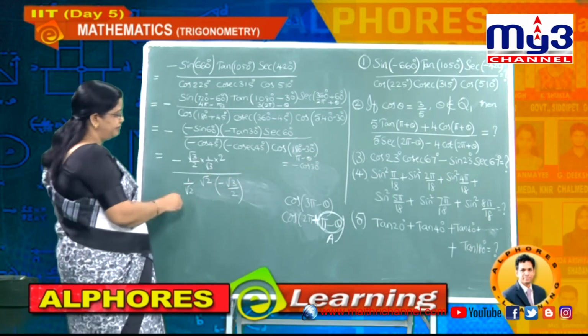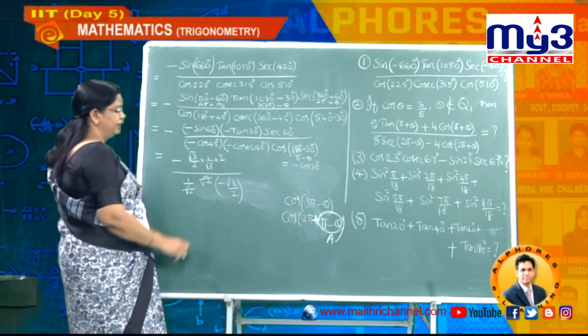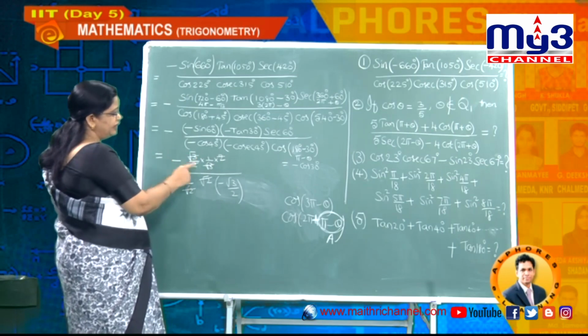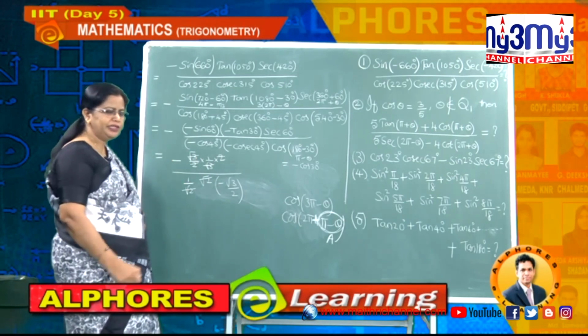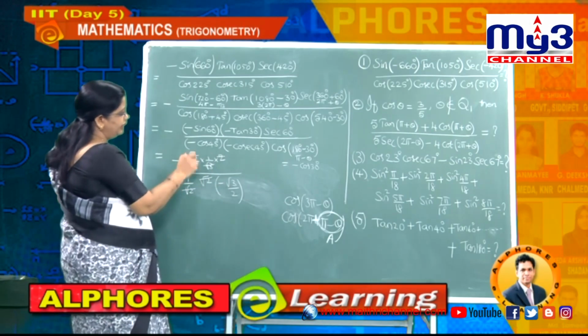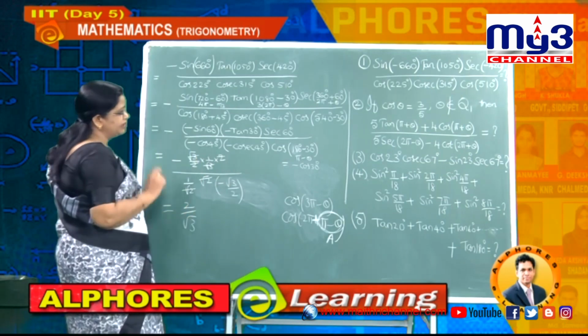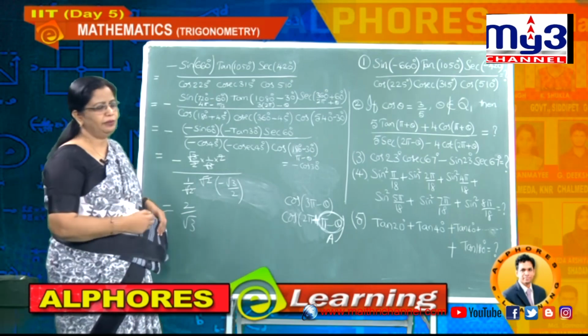So you got these kind of values. Now if you simplify, root 2 gets cancelled, here 2 and 2 get cancelled, root 3 also gets cancelled, minus minus, it will become how much? Plus. Finally you will get how much here? 2 divided by root 3. So this is the final answer of this problem.